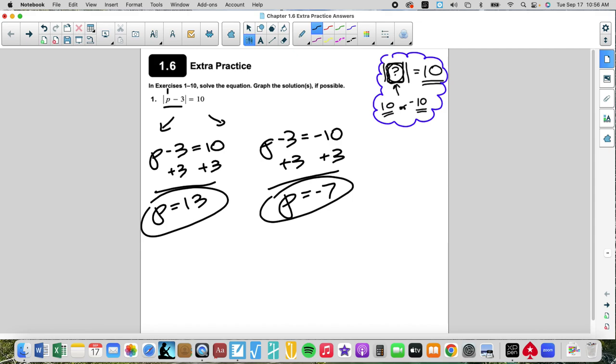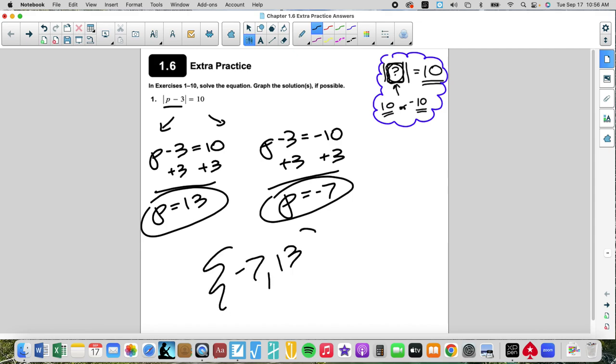If we plug 13 in there, we get 13 minus 3, which is 10, and then we take the absolute value of 10, which is 10. If we plug in negative 7 for P, we get negative 7 minus 3 is negative 10, and then we take the absolute value of negative 10, which is 10. So those two solutions worked.